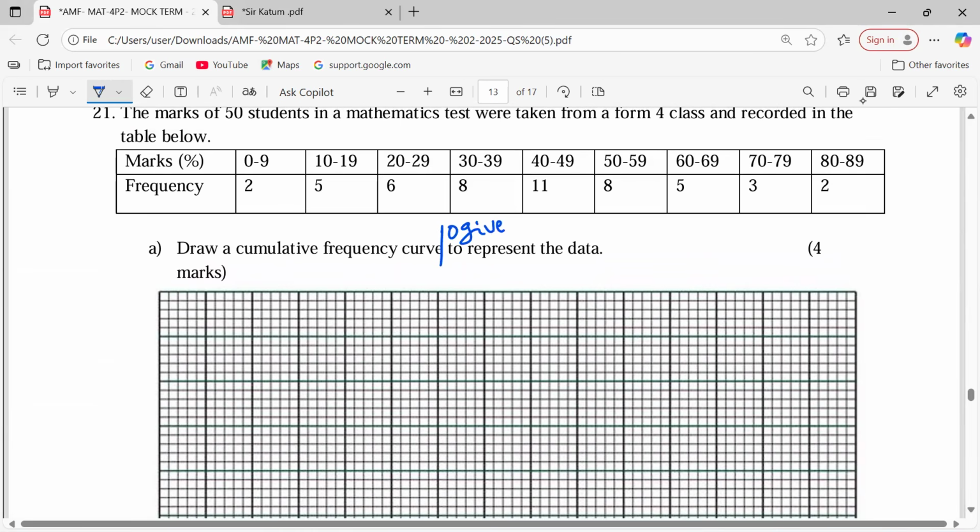So for us to draw an Ogive, we need to come up with what we call a cumulative frequency row, whereby we start with the first frequency, which is 2. Then the next is 2 plus 5, which is 7. 7 plus 6, this is 13. 13 plus 8, 21. 21 plus 11, 32. 32 plus 8, 40. 40 plus 5, 45. 45 plus 3, 48. 48 plus 2, 50. So we have a row for the cumulative frequencies.